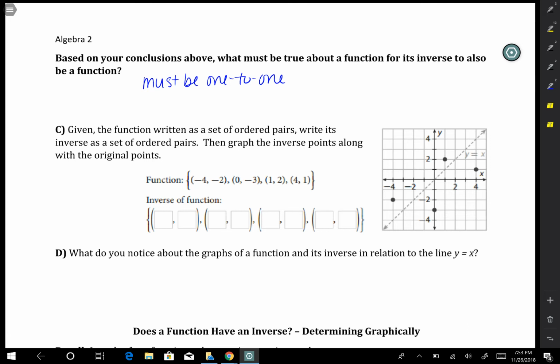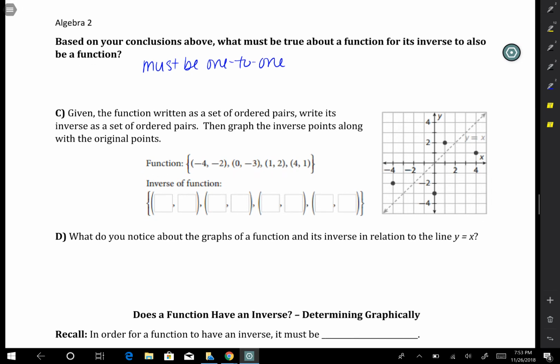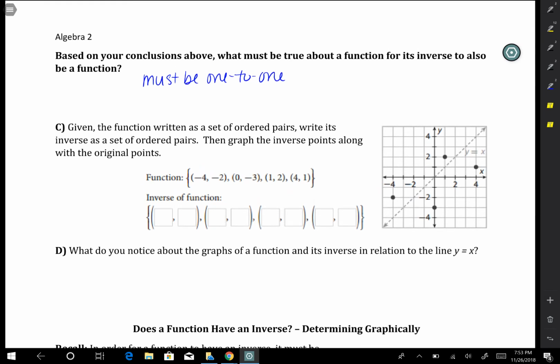Okay, so we're just going to look at these ordered pairs, and we are going to find the inverse and talk about it. Given the function written as a set of ordered pairs, write its inverse as a set of ordered pairs. Then graph the inverse points along with the original points. So remember, to find the inverse, we just reverse the ordered pairs. So this function with negative 4, negative 2 is going to switch to negative 2, negative 4. 0, negative 3 changes to negative 3, 0. 1, 2 changes to 2, 1. 4, 1 changes to 1, 4. Okay, so we're going to plot these points.